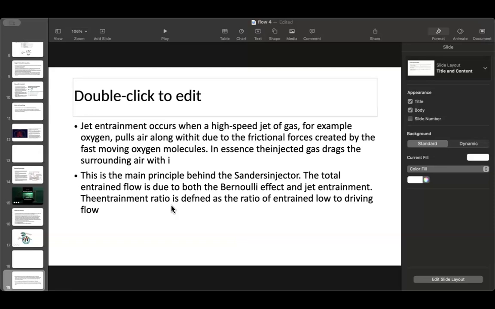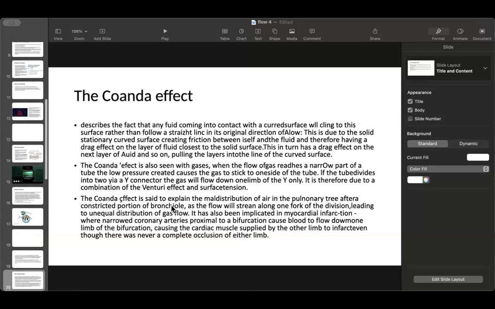Jet entrainment occurs when a high-speed jet of gas, for example oxygen, pulls air along with it due to the frictional forces created by the moving oxygen molecules. In essence, the injected gas drags the surrounding air with it. This is the main principle of the Sanders injector. The total entrained flow is due to both the Bernoulli and jet entrainment effects.